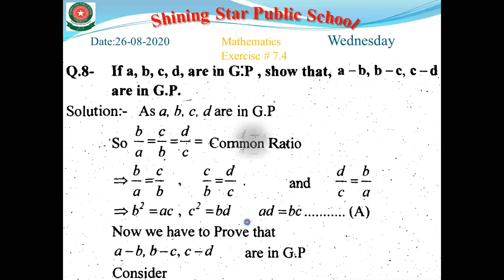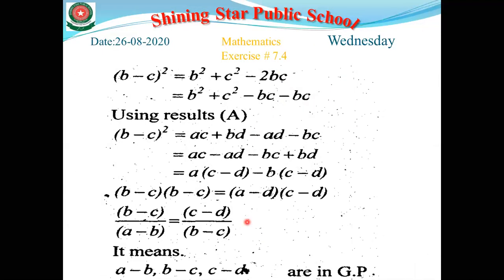So let's suppose (B − C) whole square. (B − C)² is equal to B² + C² − 2BC. We know the formula of (A + B) whole square: A² + B² − 2AB, so simply we use that formula. We can write minus BC, because when we add minus BC, it will give you minus 2BC.